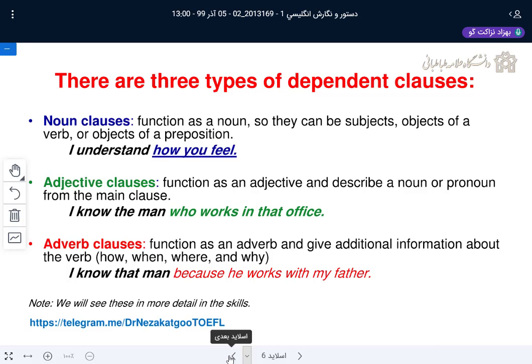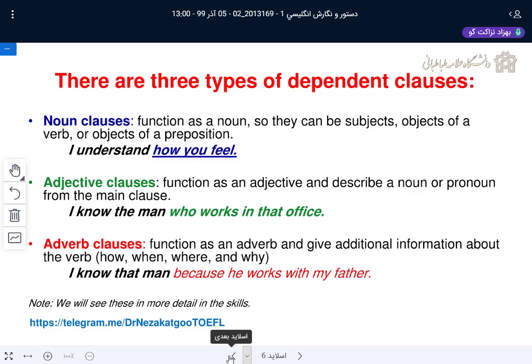Then we have adverbial clauses. An adverbial clause functions as an adverb in the sentence. I know that man because he works with my father. Because he works with my father is the adverb of the reason why I know the man. So it's an adverb.